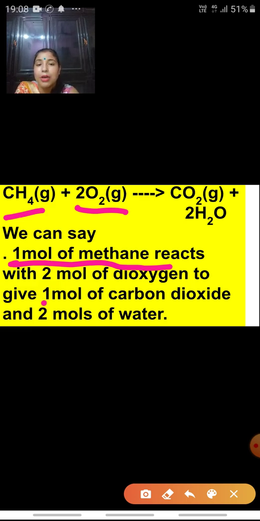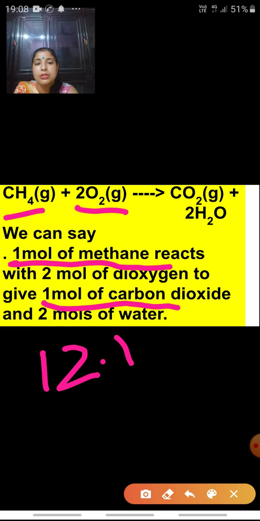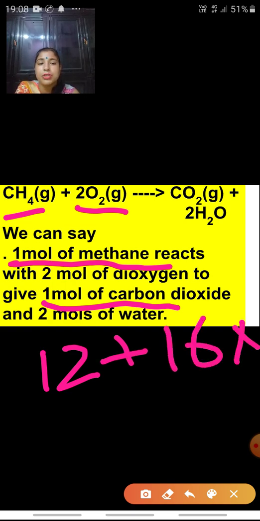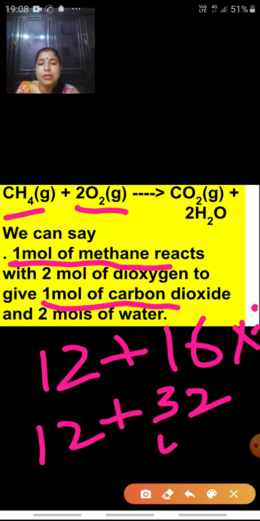Now 1 mole of carbon dioxide is equal to how much? Carbon, the atomic mass is 12. Oxygen, the atomic mass is 16. 2 atoms of oxygen are there, so multiplied by 2 will get 12 plus 32. So it is equal to 44. You can say 44 gram of carbon dioxide is produced from 16 gram of methane and 32 gram of oxygen.